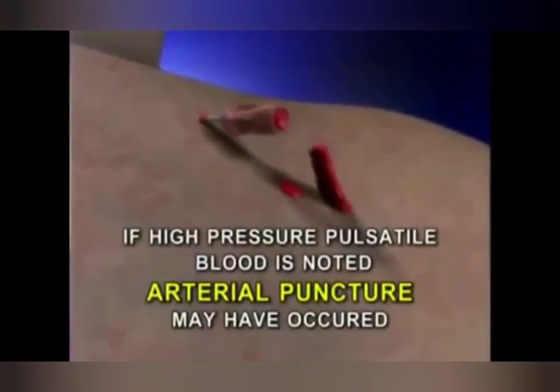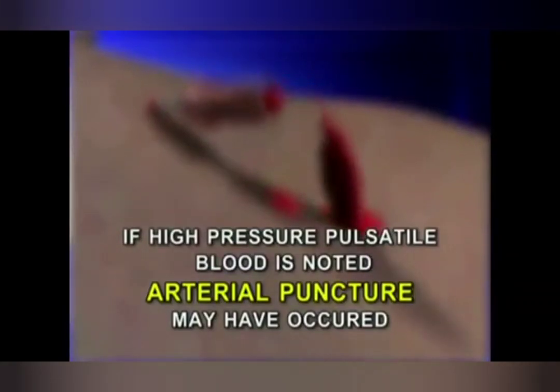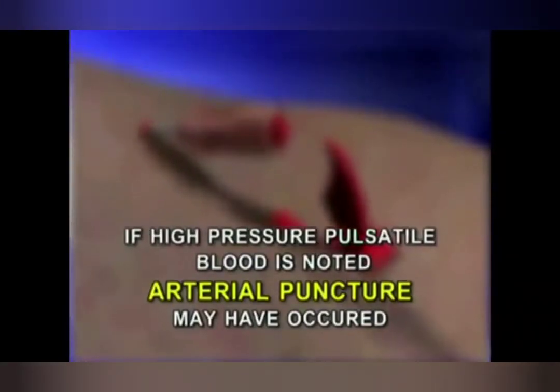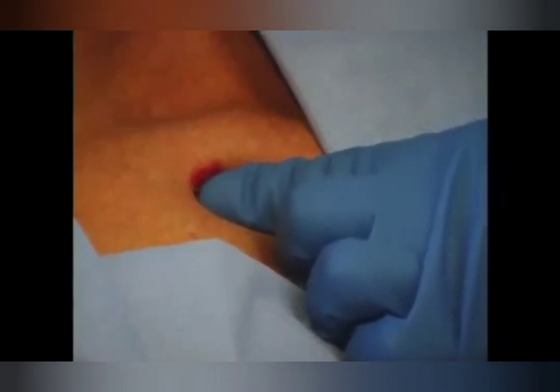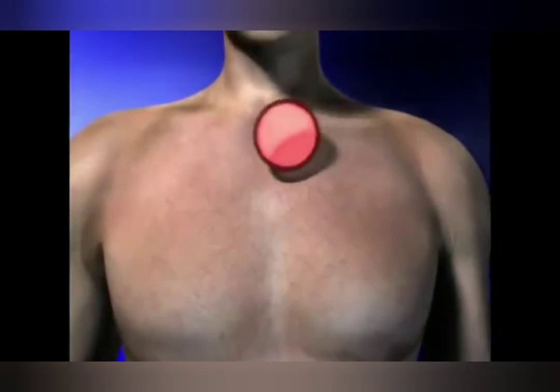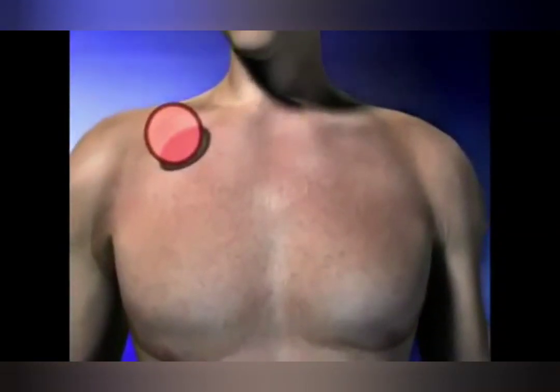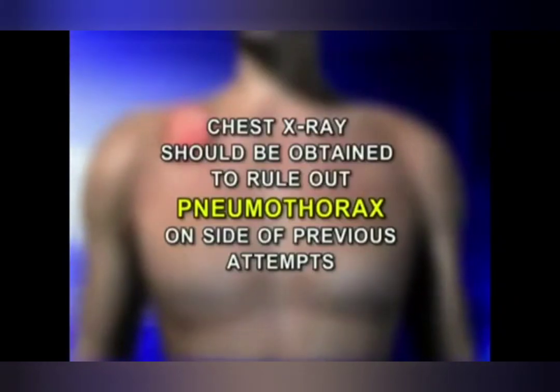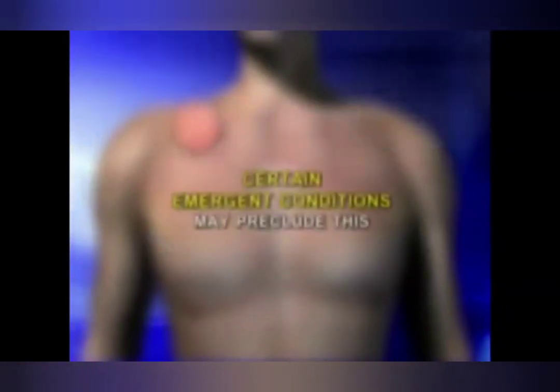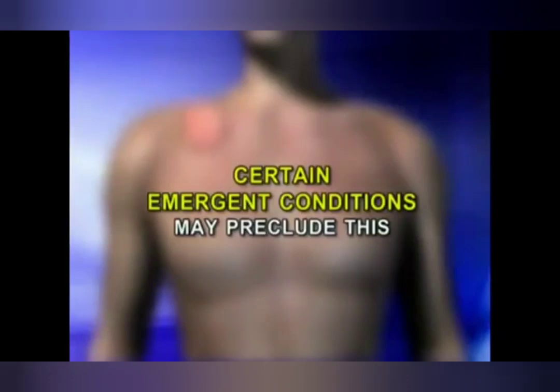If high-pressure pulsatile blood is noted, arterial puncture may have occurred. In this case, the needle is withdrawn and pressure is held for 1 to 2 minutes before the next attempt. If multiple attempts are unsuccessful, it is often wise to try another entry site. Please remember that before switching to another side of the chest or neck for a second attempt, a chest x-ray should be obtained to rule out a pneumothorax on the side of the previous attempt. Of course, certain emergent conditions may preclude this.